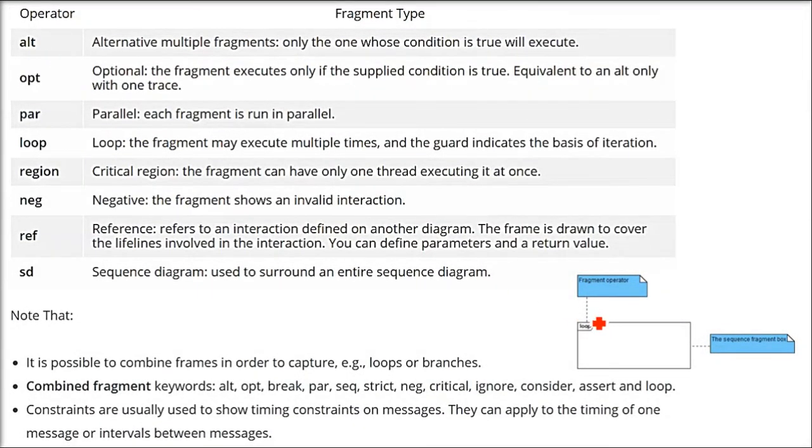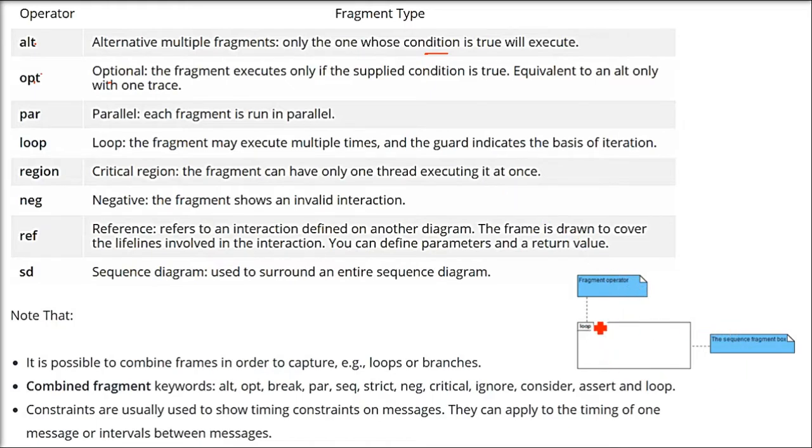If you put alt, what does it mean? It means alternative, like if else. Only the one whose condition is true will execute. For example, a switch case construct. If you put switch, there are multiple cases, but whichever is true is going to work. That is the ALT. If you write OPT, ALT and OPT are almost similar, and this optional fragment executes only if the supplied condition is true. So it is equivalent to an alt, only one trace will be there.